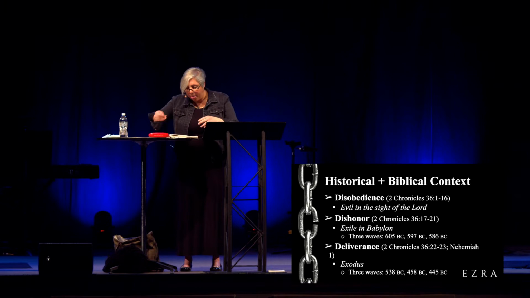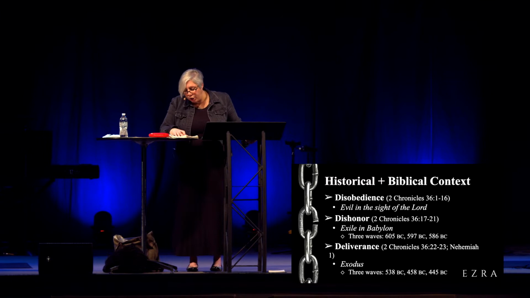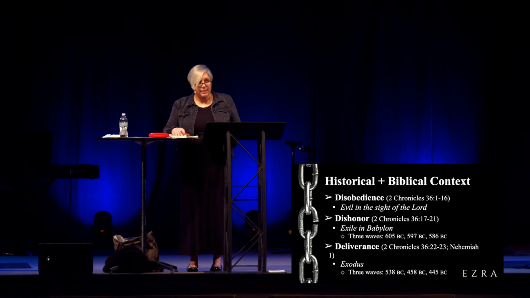And the king of Egypt made Eliakim, his brother, king over Judah and Jerusalem, and changed his name to Jehoiakim. But Necho took Jehoahaz, his brother, and carried him to Egypt. Jehoiakim was 25 years old when he began to reign, and he reigned 11 years in Jerusalem. He did what was evil in the sight of the Lord his God. Against him came up Nebuchadnezzar, king of Babylon, and bound him in chains to take him to Babylon.